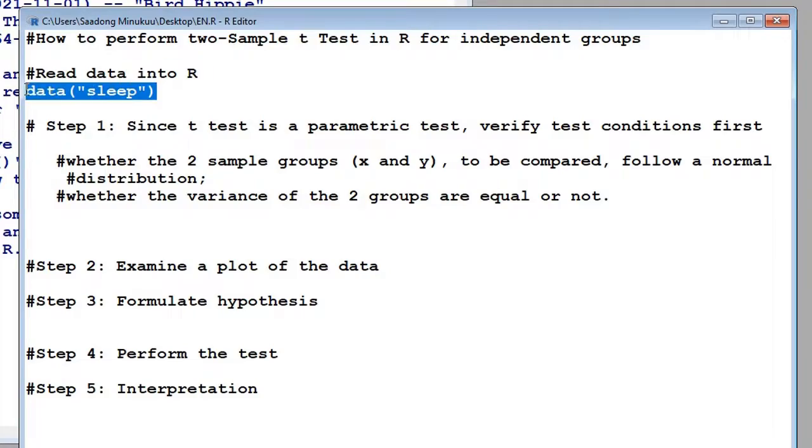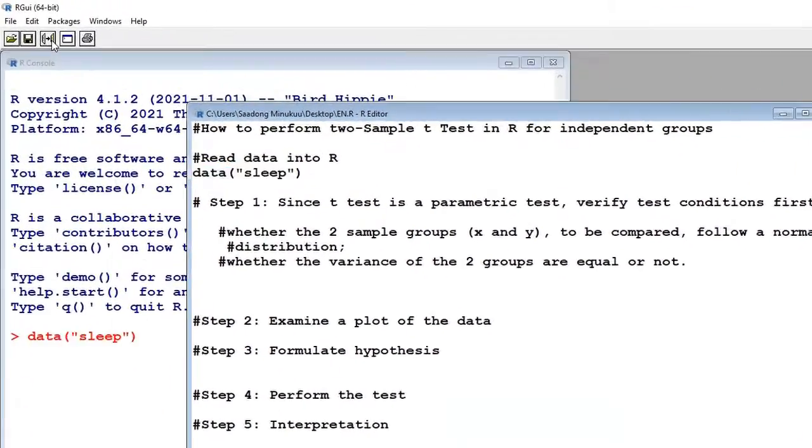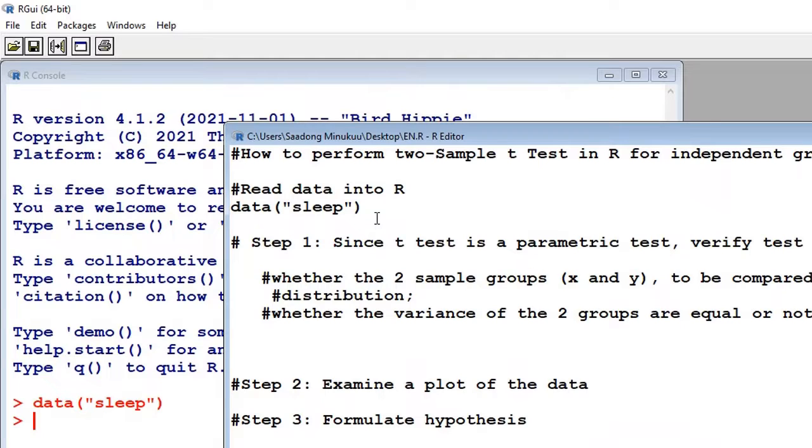Now, if I run this, it loads our sleep data. If I come down here and say print sleep, we're going to see what the sleep data set contains.